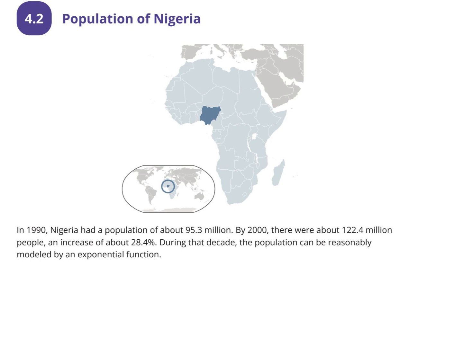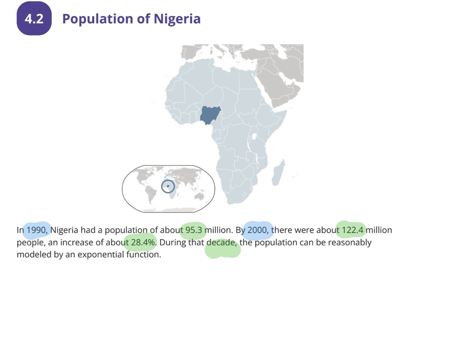Okay, let's look at the population of Nigeria. In 1990, so let's highlight what we're given. Our first number we're given: in 1990, Nigeria had a population of 95.3. By 2000, so that's 10 years, so we've got a decade going on, there are about 122.4 million people. So decade is our time length. And then we're also given an increase of 28.4%. So what do we have to do with these numbers?